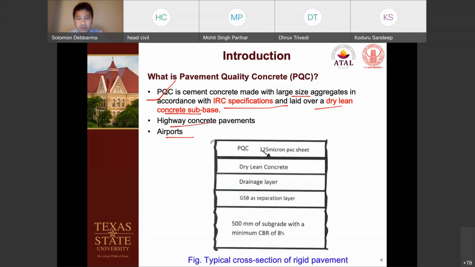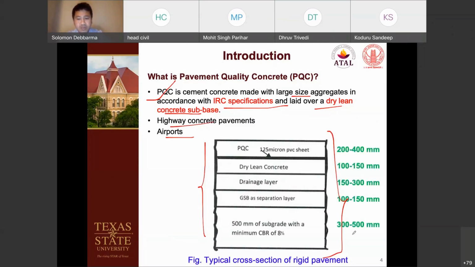So this is the typical cross section of a rigid pavement. So the rigid pavements consist of different layers. We have the subgrade, and we also have the GSB. We may have the GSB separation layer. We may have the drainage layer, and then yes, we also have the dry lean concrete, and then we have the pavement quality concrete slab.